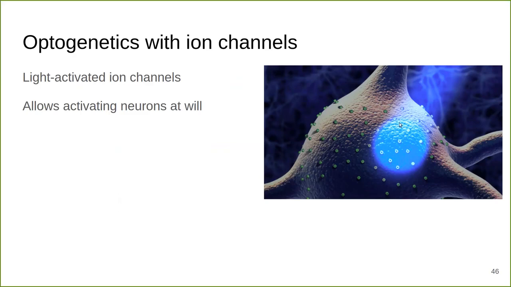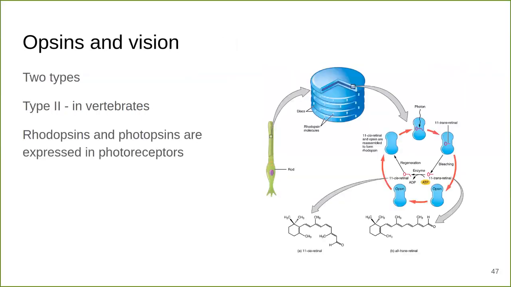well, to excite the neural cell, you need to activate some ion channels on its surface. And so for this to work, you need to find some light-activated ion channels. And it turns out that there are actually ion channels that can be activated by light and can be used for this. And well, first of all, of course, we know that there are some proteins that are activated by light even within our organism. And these proteins are taking part in our vision.